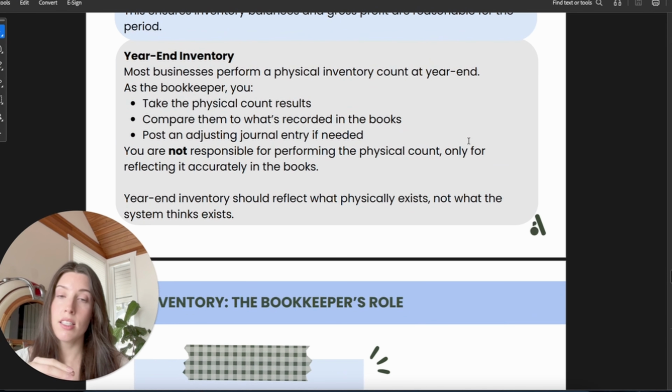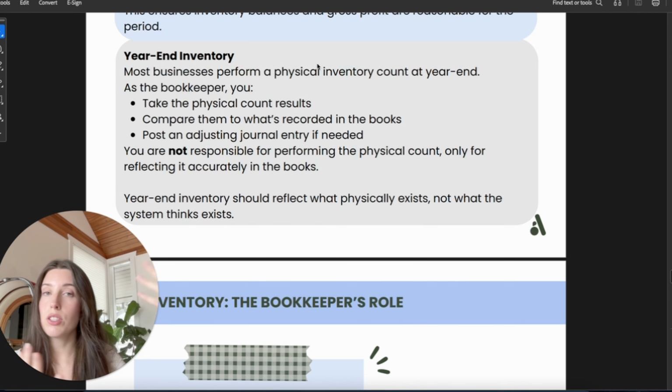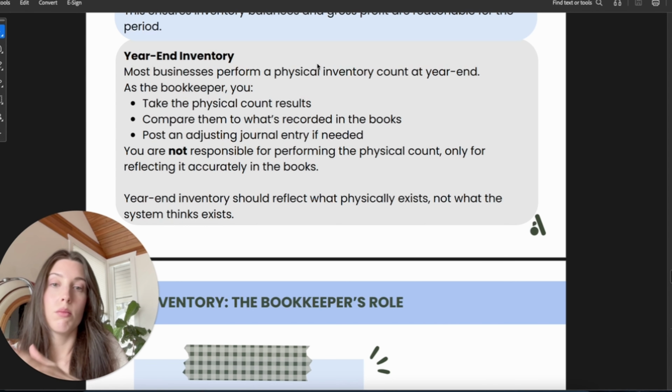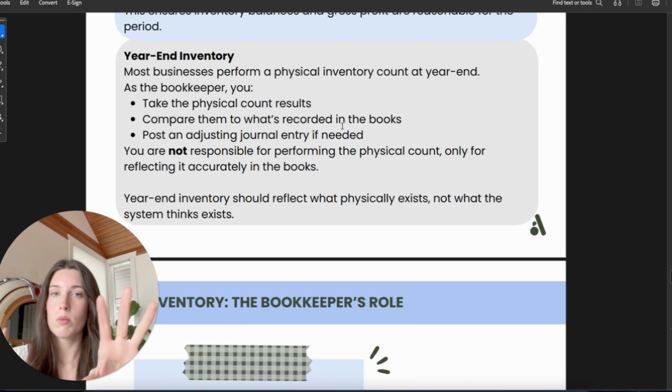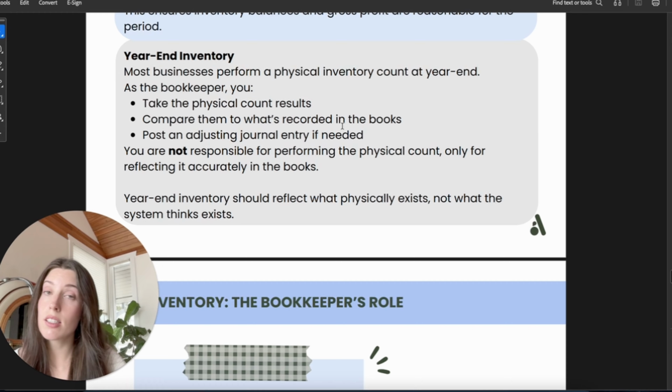Now, at year end, an accountant will typically require a physical inventory count. And as the bookkeeper, your role will be to take the physical count results that you get from your client, compare them to what's actually in your accounting system, and then post any journal entry that is required in order to make them match. So your goal is to make your accounting software match the reality. Your inventory should reflect what physically exists, not what the system thinks exists.